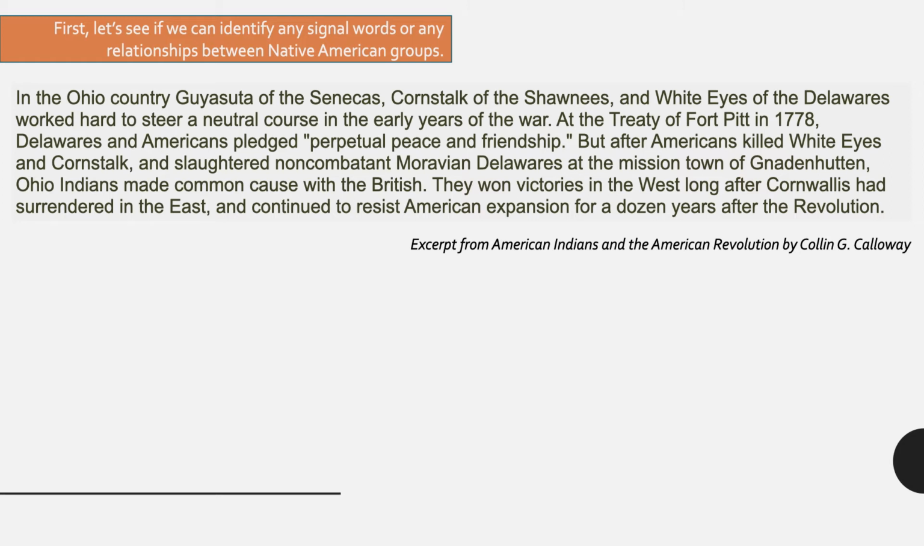But after Americans killed White Eyes and Cornstalk and slaughtered non-combatant Moravian Delawares at the mission town of Knottenhooten, Ohio, Indians made common cause with the British. They won victories in the West long after Cornwallis had surrendered in the East, and continued to resist American expansion for a dozen years after the Revolution.